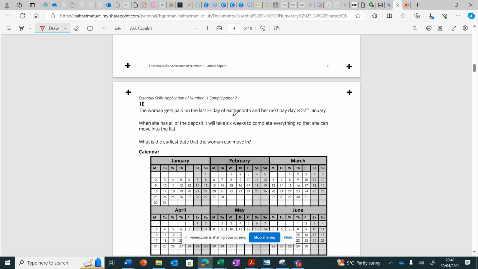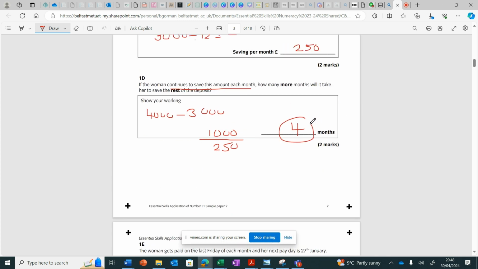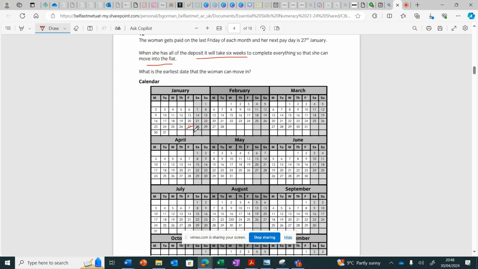Now, the woman gets paid on the last Friday of each month, and the next payday is the 27th of January. That's that one. When she has all the deposit, it will take 6 weeks to complete everything so she can move into the flat. What's the earliest date that she can move in? So she has 4 months to save the money. This is her first month.